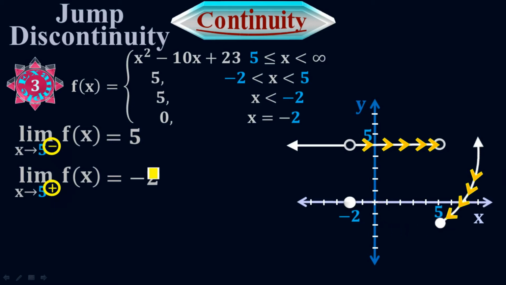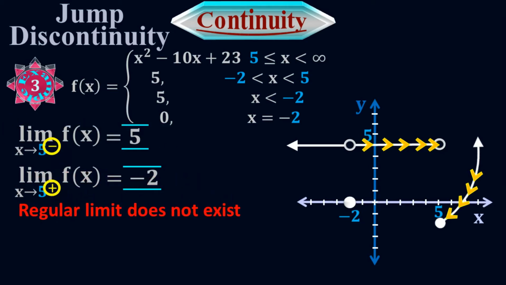Approximately at 5, negative 2 is my right hand side limit and positive 5 is my left hand side limit. Since my left hand side limit is not equal to the right hand side limit, they are different. Therefore, my regular limit does not exist. Remember, a regular limit only exists when the left hand side limit equals the right hand side limit. Here, a regular limit does not exist because the left hand side limit is 5 and the right hand side limit is negative 2. But what about the actual value?